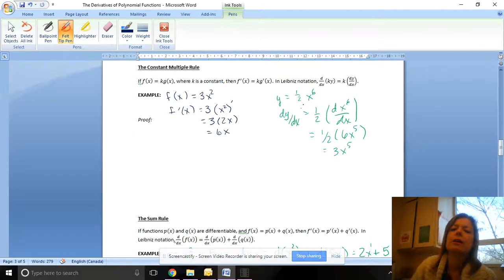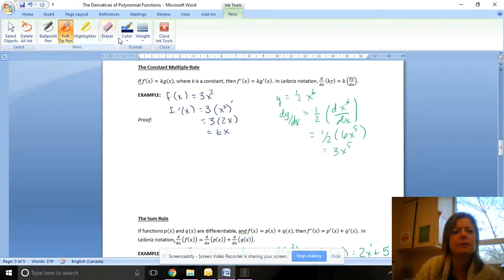Okay, similarly here, if we have y equals 1/2 x to the power 6, our derivative is just 1/2 times the derivative of x to the power 6 with respect to x. So 1/2 times 6x to the power 5 is 3x to the power 5.